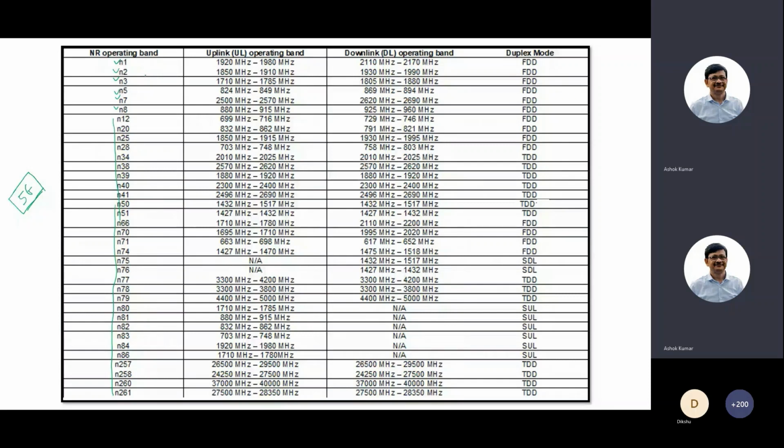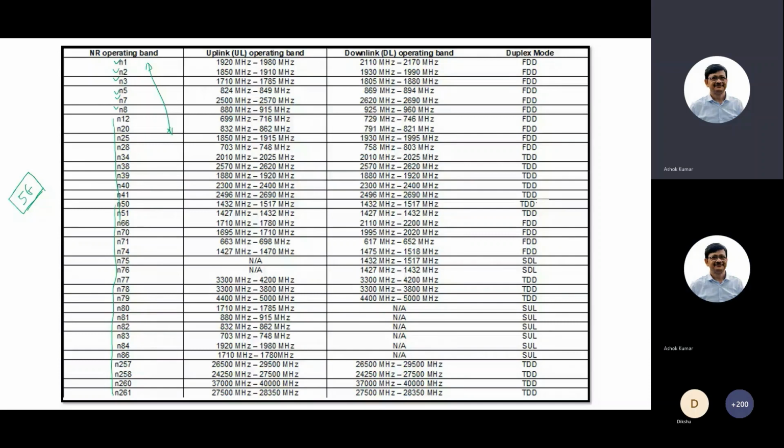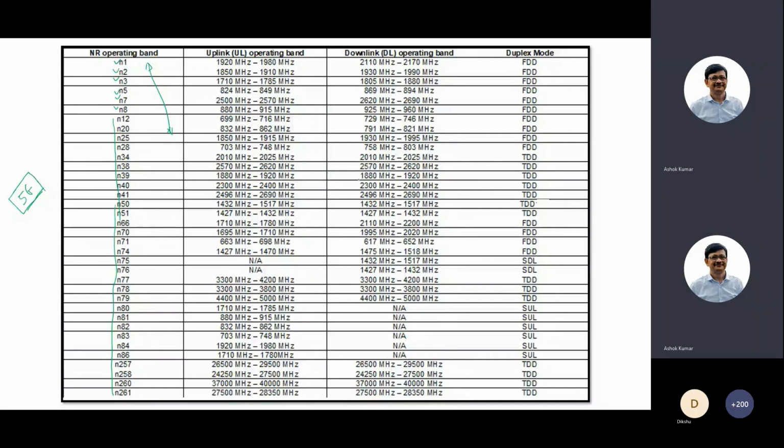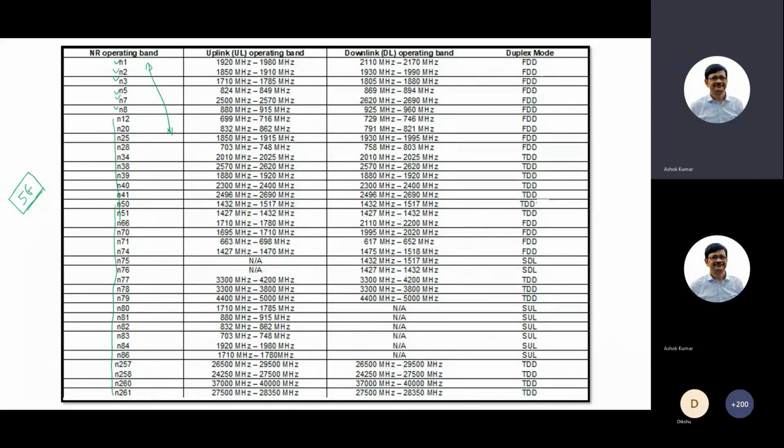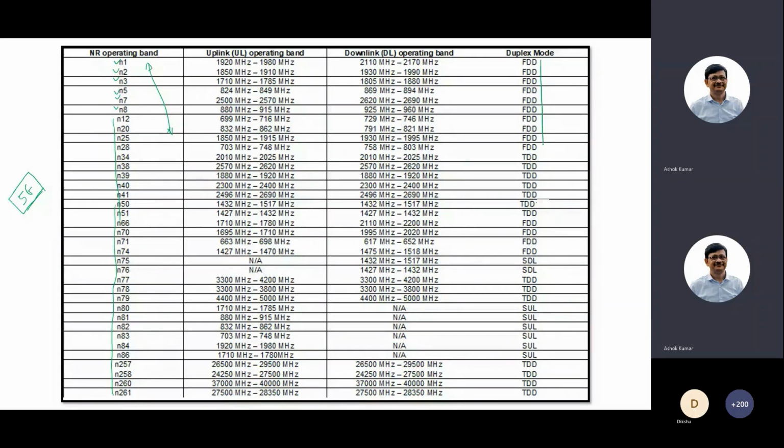So just look at this. The frequencies here up to this are all defined as FDD bands. What is FDD? Can somebody answer? FDD is frequency division duplexing. Yes.